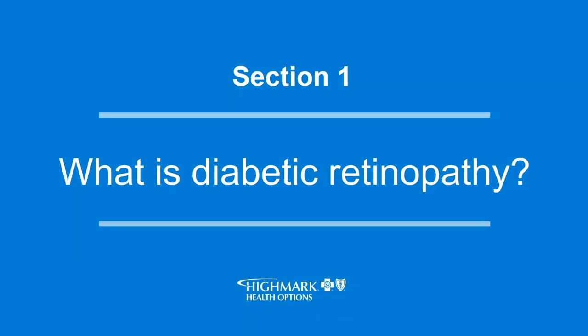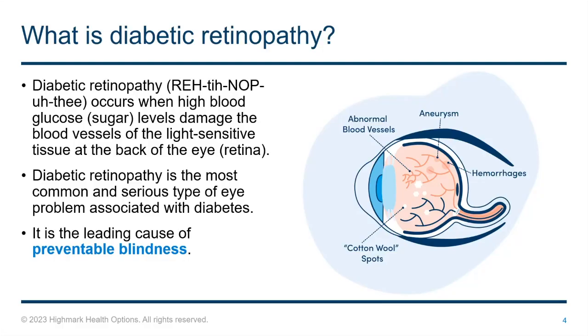What is diabetic retinopathy? Diabetic retinopathy occurs when high blood glucose levels damage the blood vessels of the light-sensitive tissue at the back of the eye. Diabetic retinopathy is the most common and serious type of eye problem associated with diabetes, and it is the leading cause of preventable blindness.